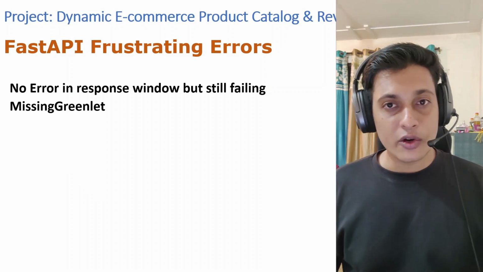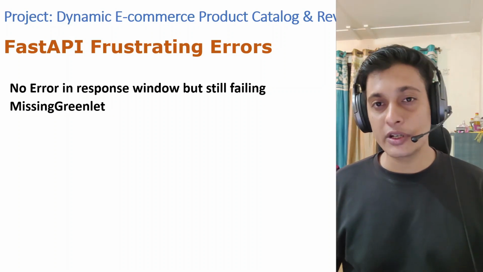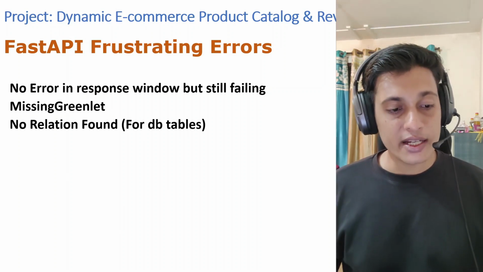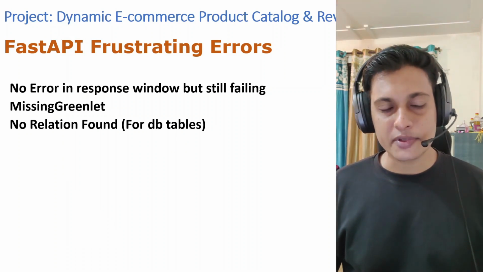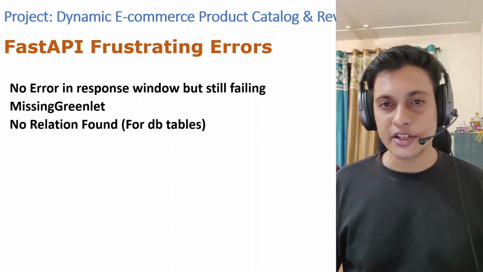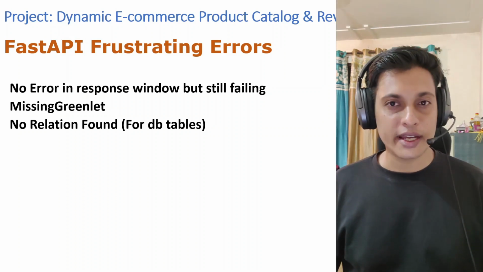Then we are going to cover the missing greenlet issue. It is a very classic issue of SQLAlchemy and we are going to resolve that too. After that, the "no relation found" error. Even when following all the things step by step, there are some syntax issues which can create this no relation found, and we are going to cover that.